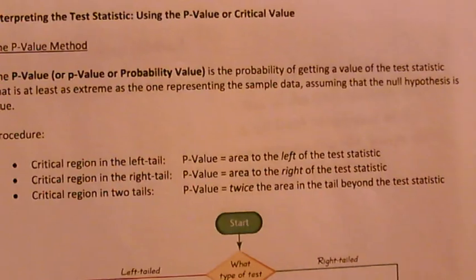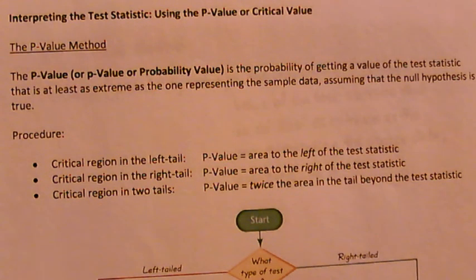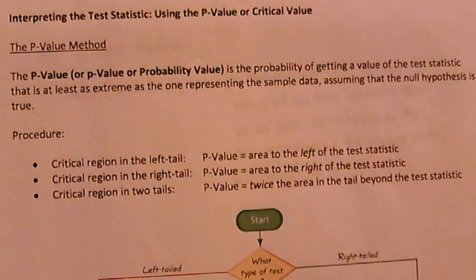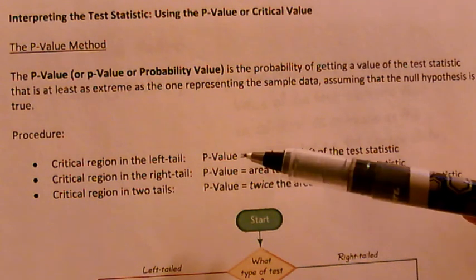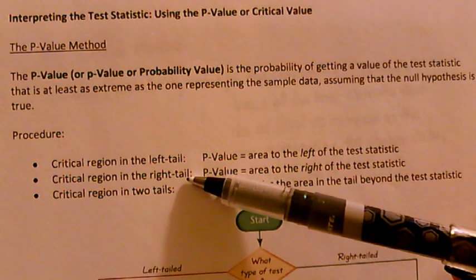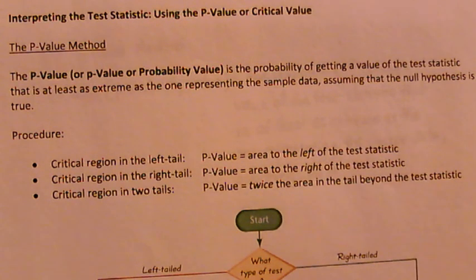Now, in this case, I'm going to go ahead and bring this up here. Now, this is just a procedure. If you have a left tail test, if that shaded area, or what they call the critical region, is a left tail test, then your p-value is going to be the area to the left of that test statistic. That's for a left tail test. For the right tail test, your p-value is going to be the area to the right of your test statistic.